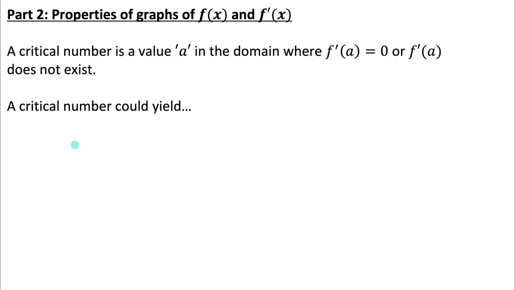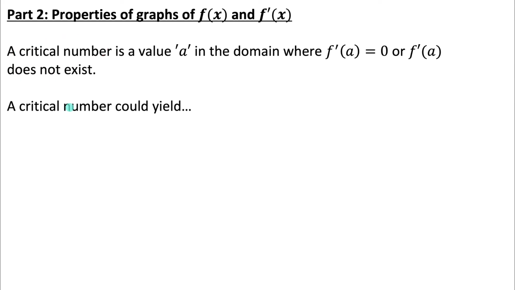Now we're going to pay special attention to things called critical numbers. Let's look at this definition here. A critical number is a value of a in the domain where f prime of a is either 0 or undefined, meaning f prime of a doesn't exist. So a key thing here is a has to be in the domain of the original function, and if that value of a makes the derivative be 0 or undefined, we call that value of a critical number.